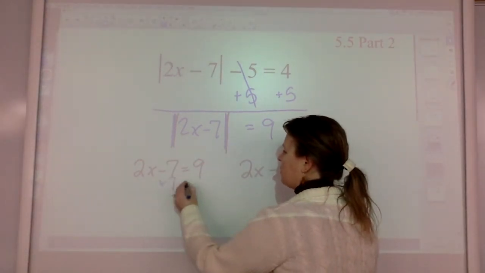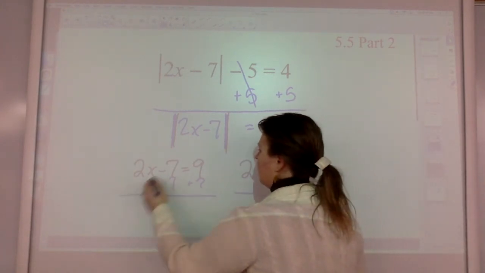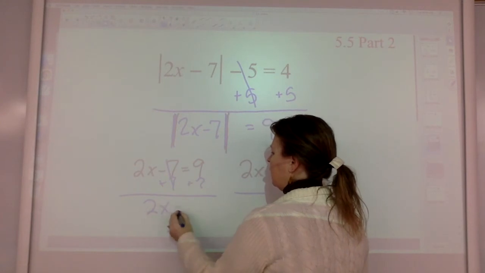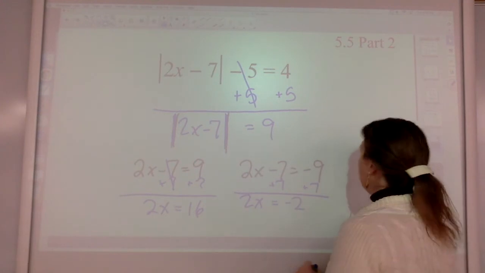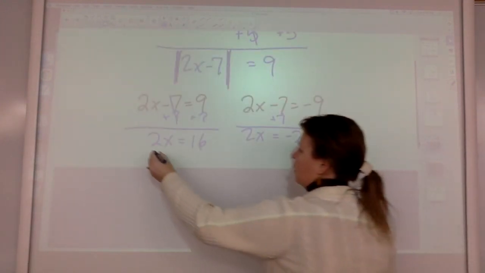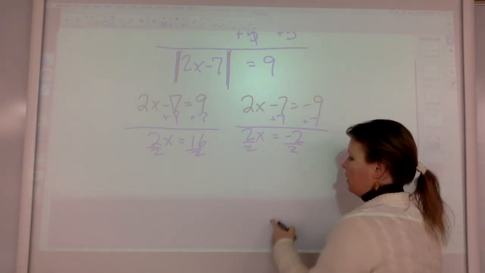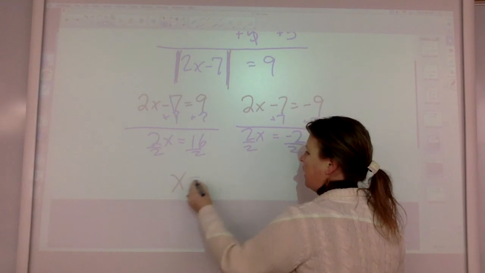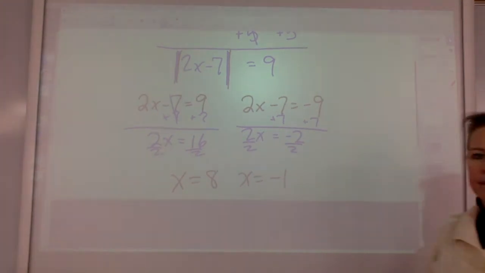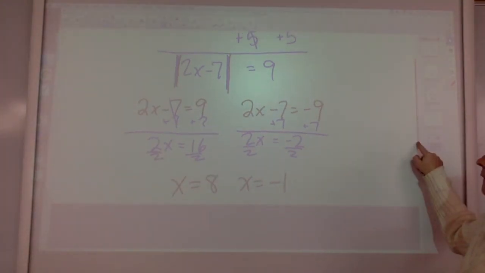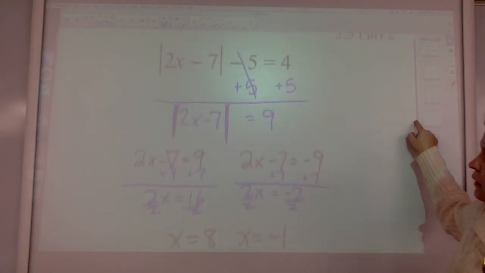You're going to add 7 to both sides, and I'm going to go ahead again and do it all the way across. Might as well, right? 2x equals 16, and over here 2x equals negative 2. Divide by 2, once, twice, again, and you find out your answers are x equals 8 and x equals negative 1.